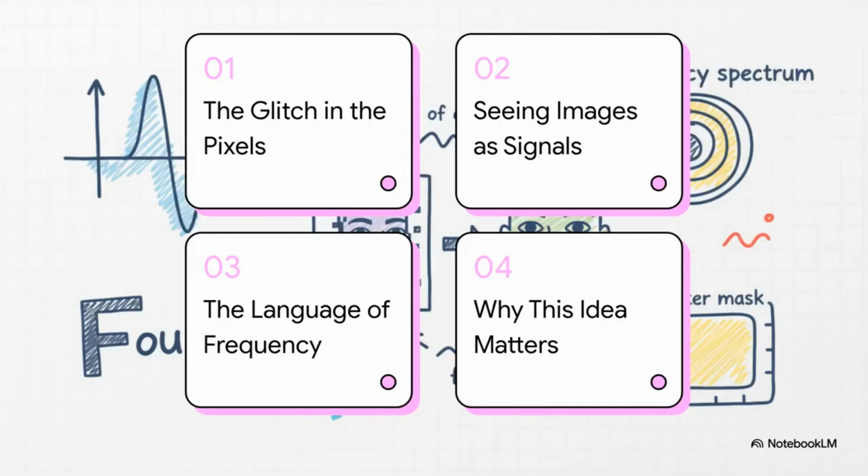So here's the game plan. First, we're going to put a proper name to that glitch. Then we're going to completely change how we think about images and start seeing them as signals. After that, we'll learn the language of signals, which is frequency. And finally, we'll connect all the dots and see why this old school idea is so incredibly important today. Sound good? Let's jump in.